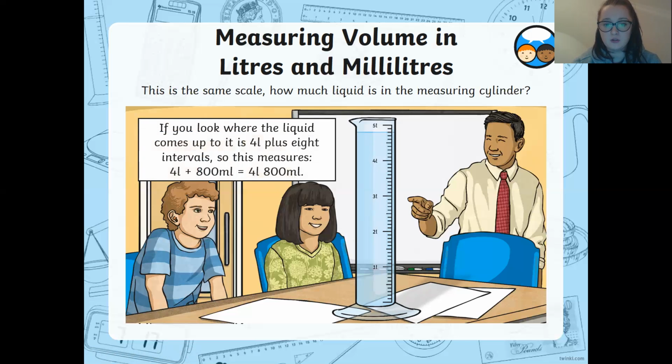So we're going to have a look at another one. It's past the 4 litres, we're nearly at the 5 litres, and it goes up in all these tiny little intervals up to here, and it's on the 8th interval, okay? So we've got 4 litres here, or 4,000 millilitres, and then 100, 200, 300, 400, 500, 600, 700, 800 millilitres. So 4 litres 800 millilitres, or 4,800 millilitres.